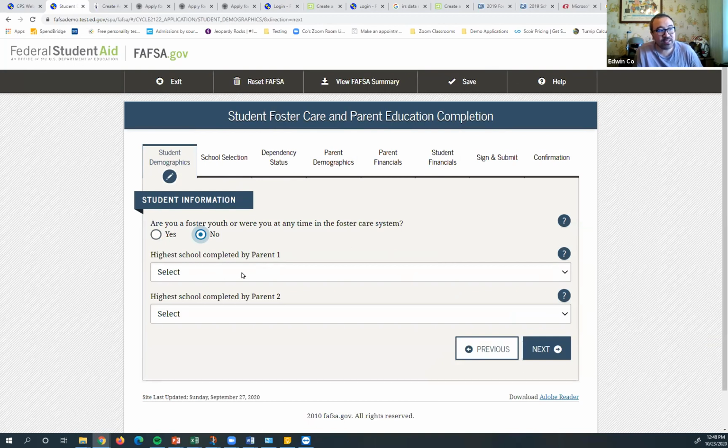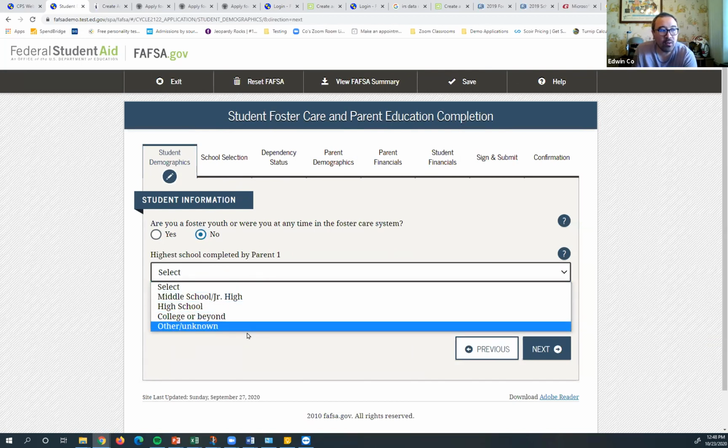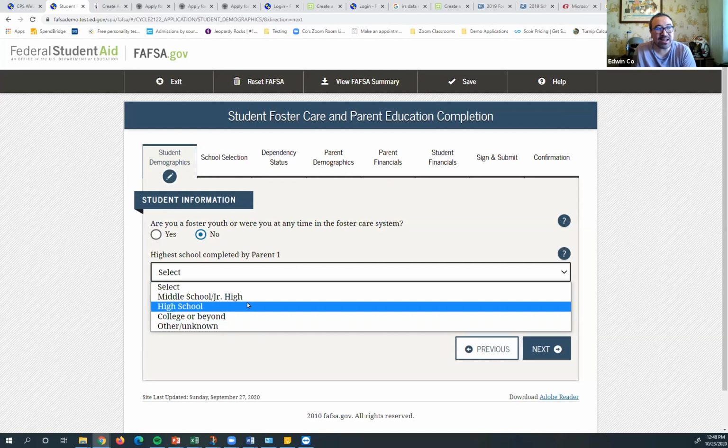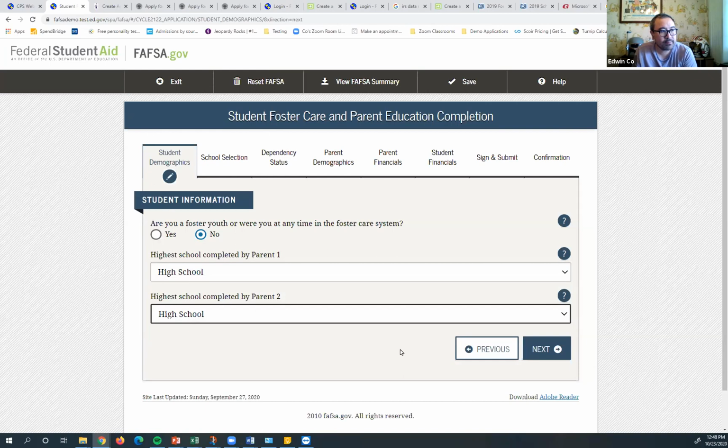Next question is highest completed education by parent 1 and then parent 2. So highest completed is either middle school, high school, college, or other. If you're not quite sure, then I would put middle school or high school. Other is too ambiguous. Okay, I'll hit next.